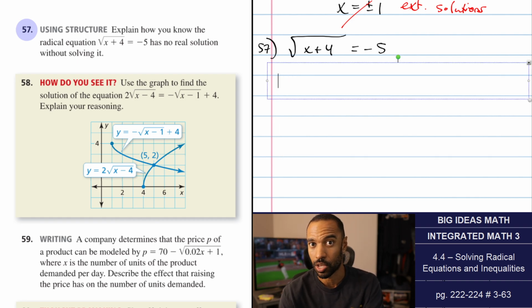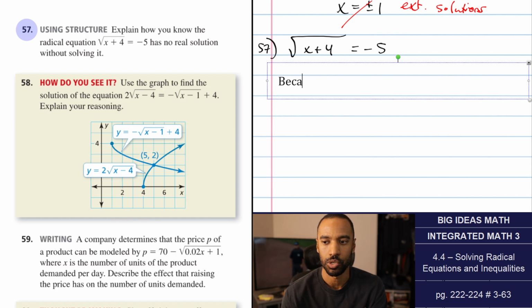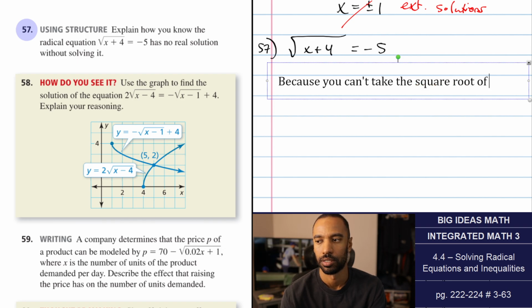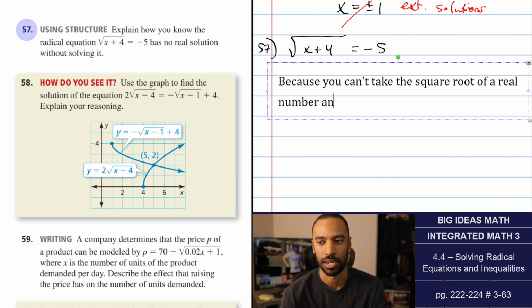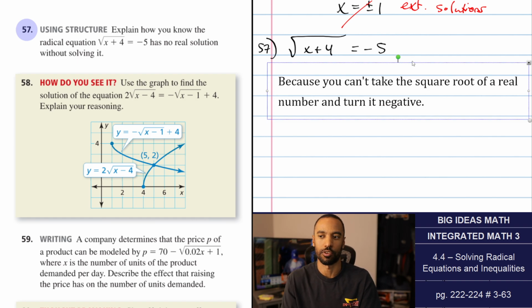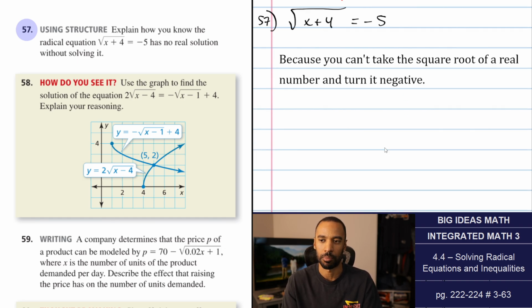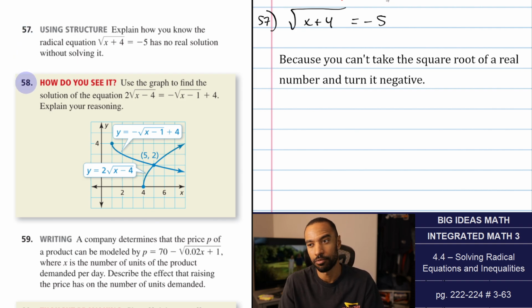When we square it, they said without solving it because you can't take the square root of a real number and turn it negative. Right? That's why I was saying with the other ones before, listen, if it was positive, okay, you can solve, you're good. But you can't take the square root of a real number and turn it negative, and that's the issue. If it said 5, we're good. If it says negative 5, we're not good.